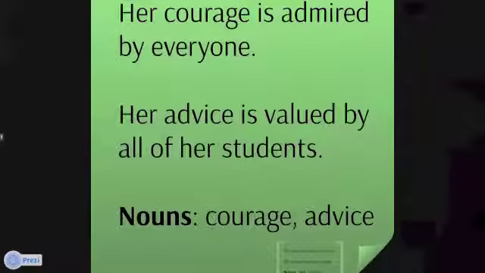When the noun and the subject is uncountable, then it gets really tricky. Some of the nouns take singular verbs and others take plural. This is based on context. The nouns in these 2 sentences take the singular verb. "Her courage is admired by everyone." "Her advice is valued by all of her students."